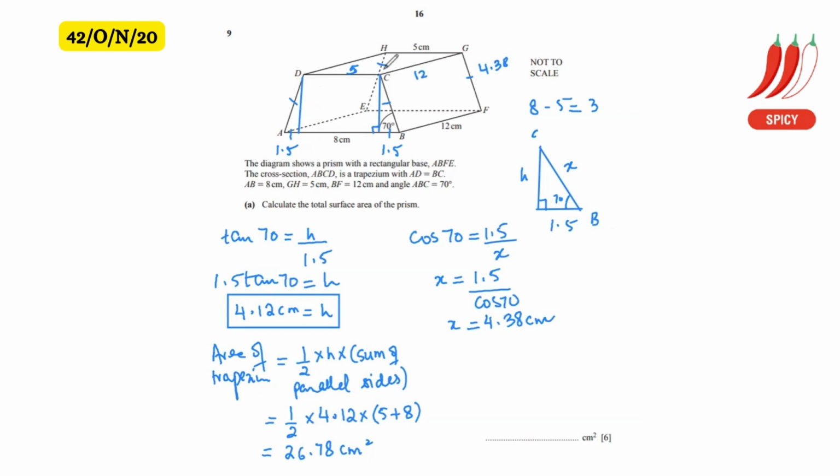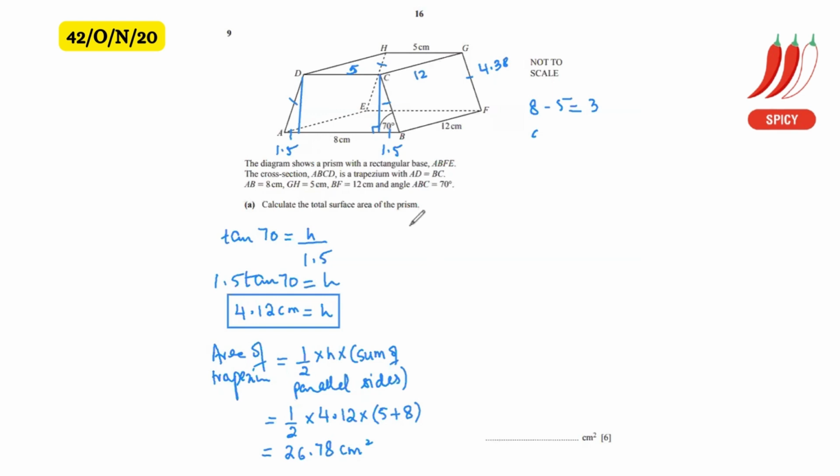So now if we notice, we have the dimensions for these two rectangles. We already have the dimension for the top, 5 and 12, and for the bottom is already given, which is 8 and 12. So now to find the area, total surface area is going to be 12 times 4.38 times 2, because 2 faces, plus 5 times 12. We're not timesing this by 2 because it's just the top face. Bottom one is 8 times 12.